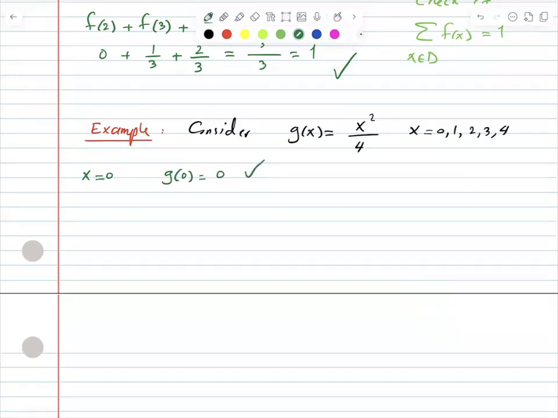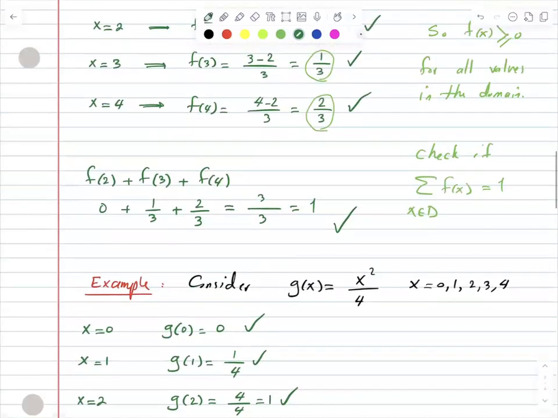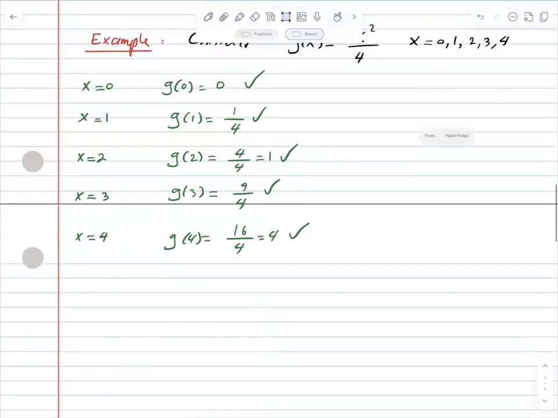So we're good. If x is equal to 1, g of 1 is also positive. When x is equal to 2, g of 2 is equal to 4 divided by 4, or just 1, which is okay. When x is equal to 3, g of 3 is equal to 9 over 4. Again, it's positive. And when x is equal to 4, g of 4 is equal to 16 divided by 4, or 4, which is positive again. So the very first condition is met. This condition, I'm just going to copy down here for you, is met.